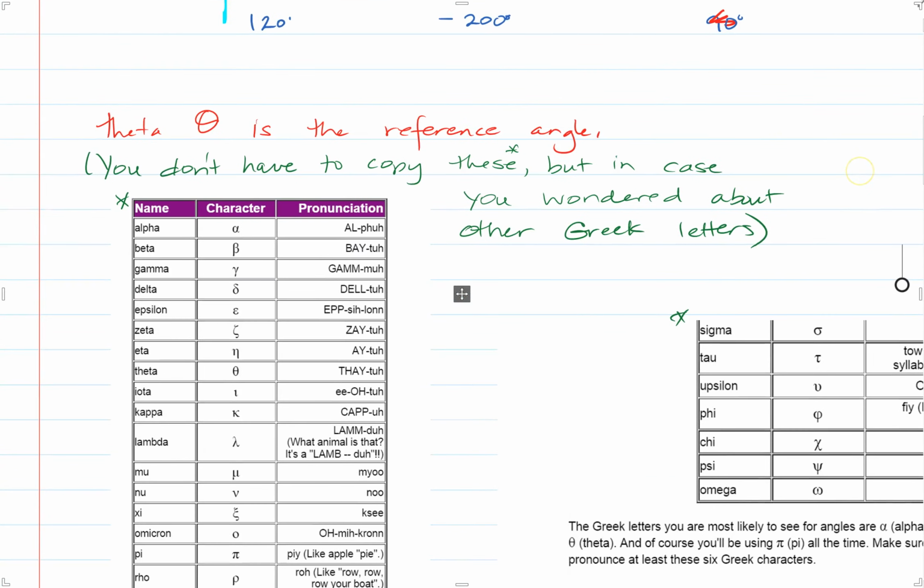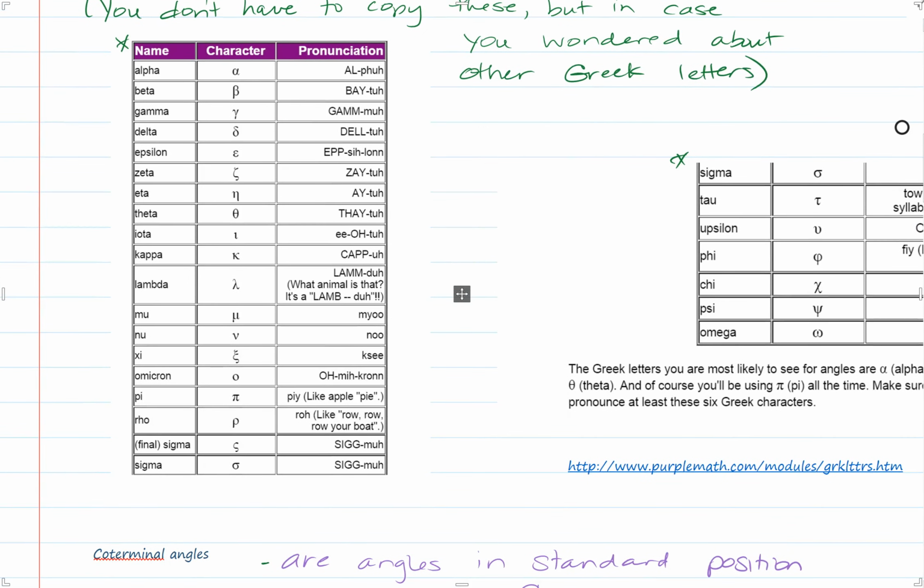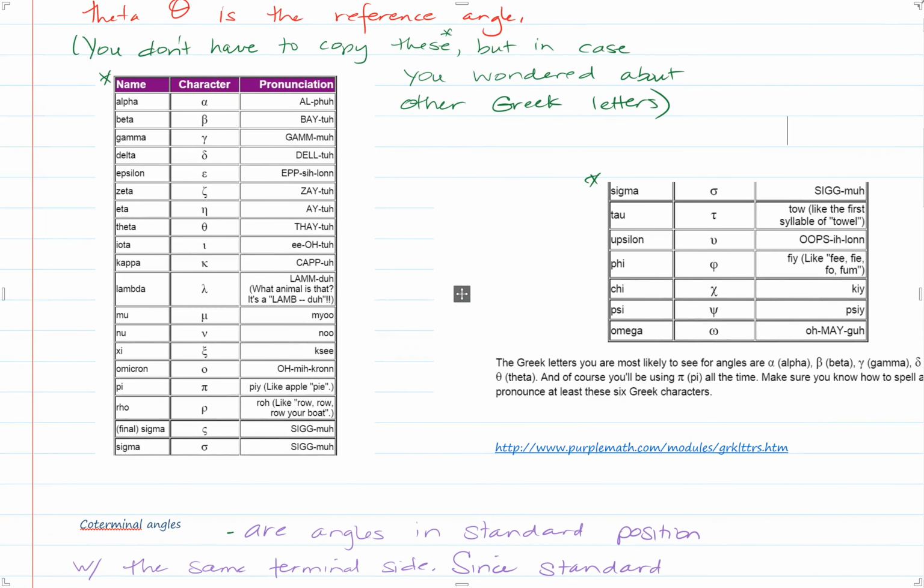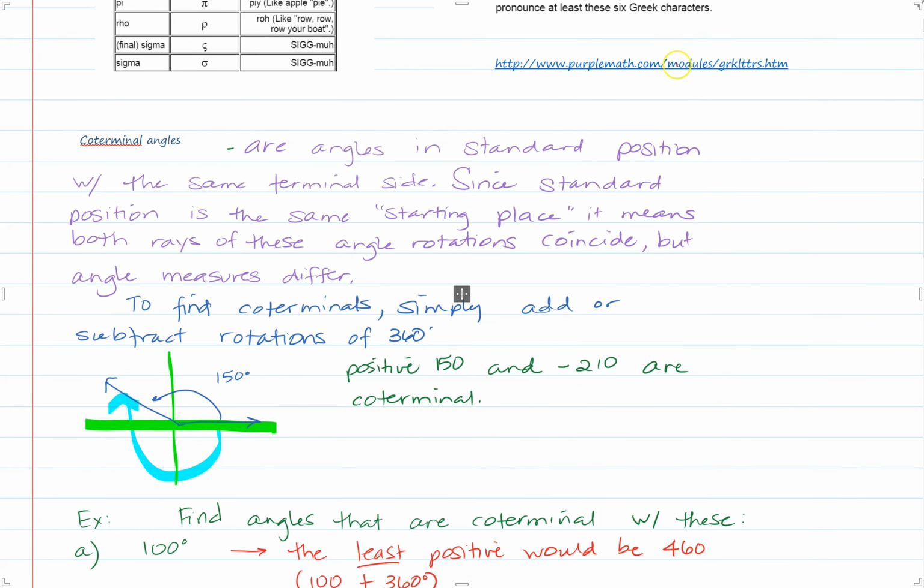Now they don't always use theta, but I wanted to list all the Greek letters for you here. If you want that, you can screenshot that and put it in your notes. And there's a reference where I took it from.